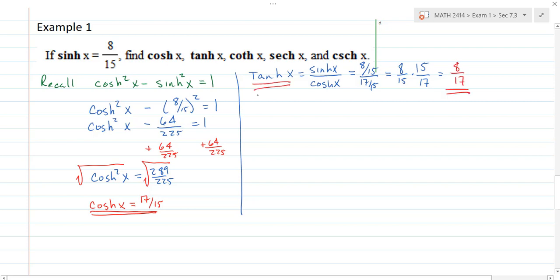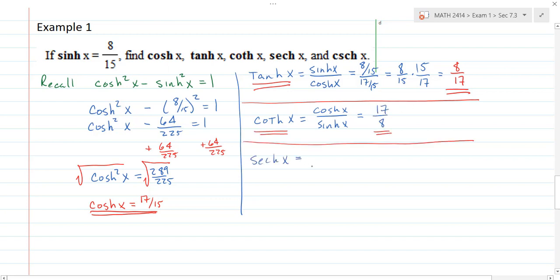The next one I want to get is cotangent. The hyperbolic cotangent is just the reciprocal of the hyperbolic tangent. It would be equal to the hyperbolic cosine over the hyperbolic sine, and the reciprocal of this is 17 over 8. What about the hyperbolic secant function? That's going to be equal to the reciprocal of the hyperbolic cosine, because secant is the reciprocal of cosine. The reciprocal of cosine is just going to give us 15 over 17.